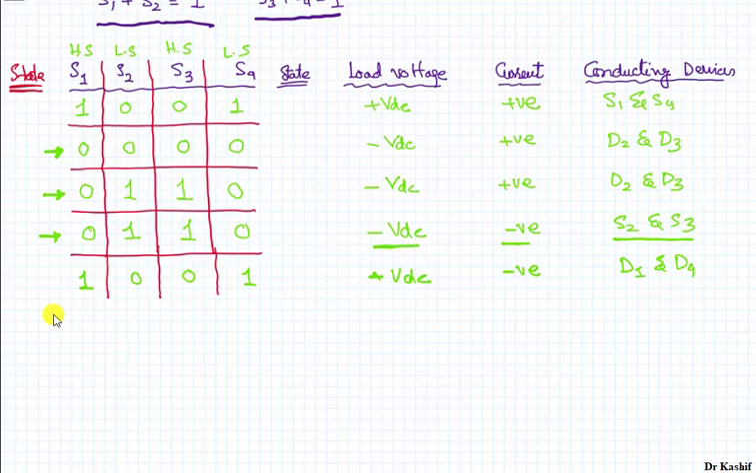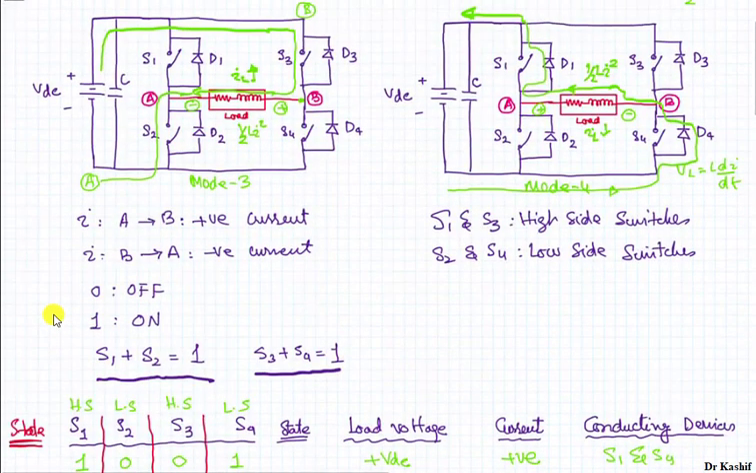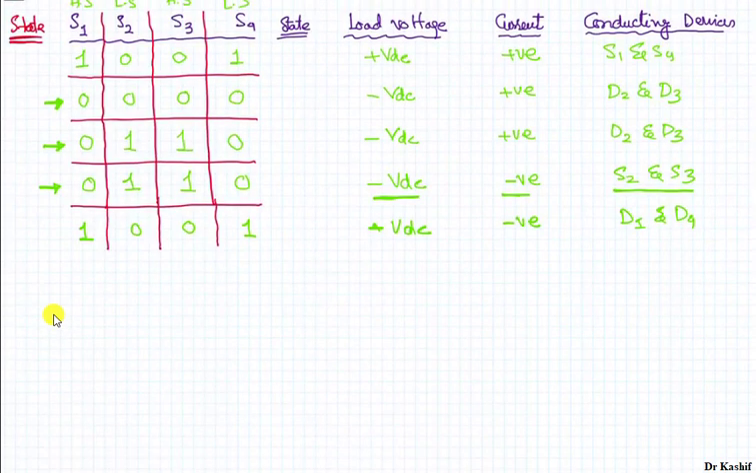And in the fourth mode of operation, we are going to turn on S1 and S4 by applying the gate pulses, but they will not be conducting. The conduction will be through D1 and D4. So that is indicated over here, that we have applied the gate voltage to switches S1 and S4, and S2 and S3, the low side and the high side switches, those are zeros, means they are off. So the load voltage is positive, and the load current is negative, and the diodes D1 and D4 are in the conduction state.